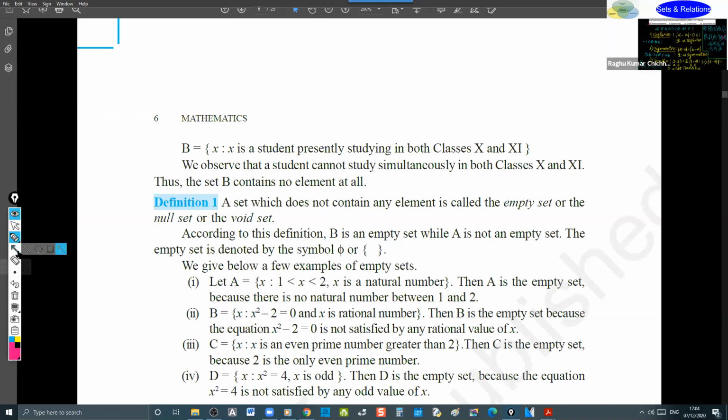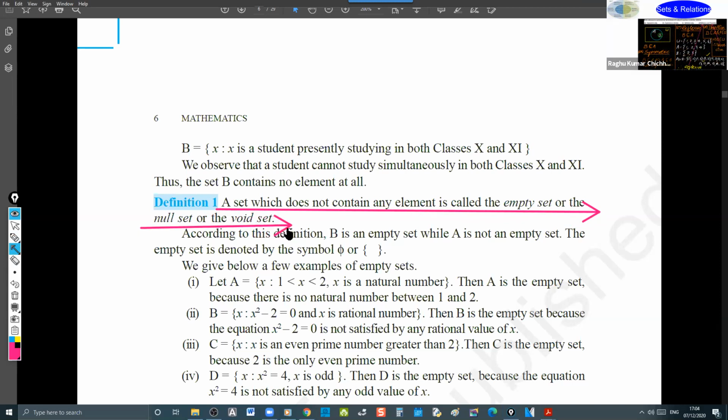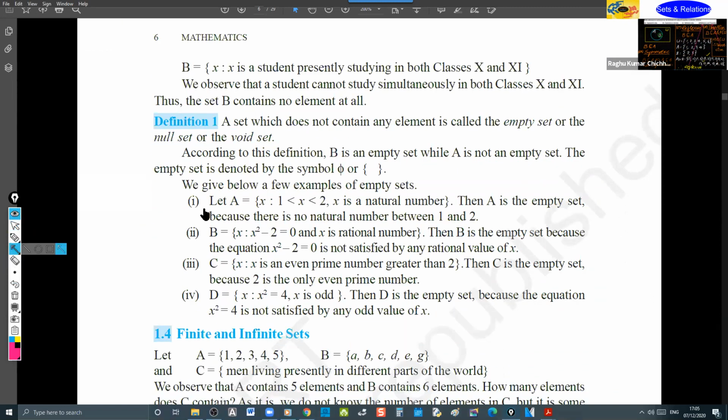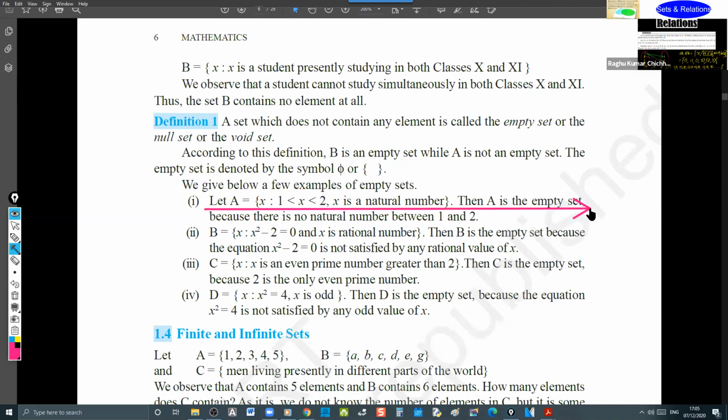Now a set which does not contain any element is called an empty set or the null set or the void set. Algebraically, how do you understand this? Let us take an example. Let A is equal to X such that 1 is less than X less than 2, X is a natural number. What is a natural number lying in between 1 and 2? No natural number is present. Then A is an empty set.